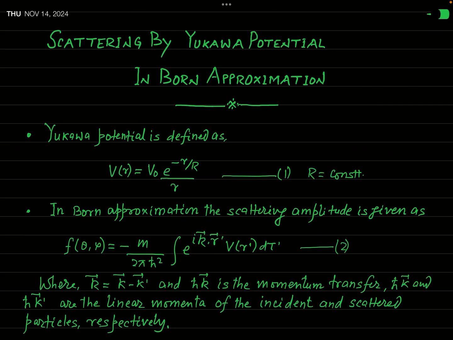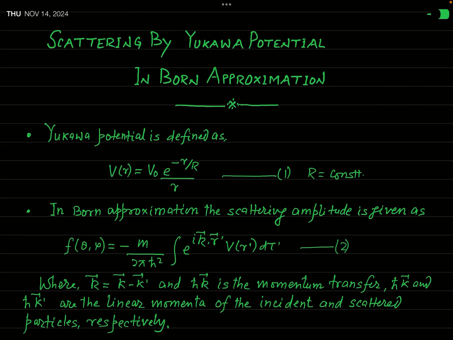First of all, we have to know how this Yukawa potential is defined, and taking its definition, we will apply Born approximation to find the scattering amplitude. Once you get the value of the scattering amplitude, then we can easily find the differential scattering cross section, and if the differential scattering cross section is known, we can find the total scattering cross section. So now let us start to discuss this problem.